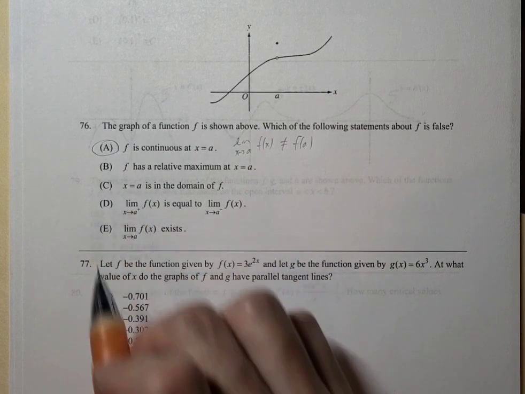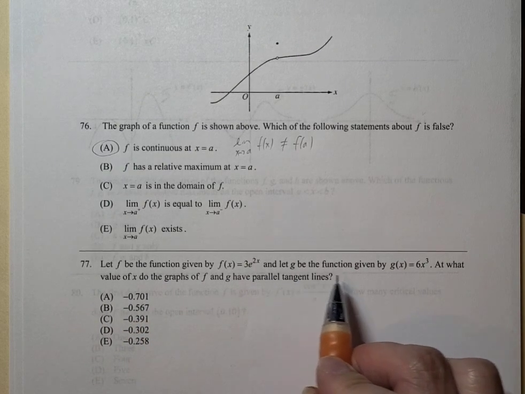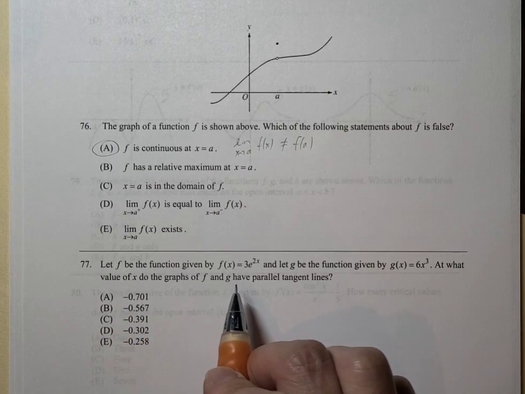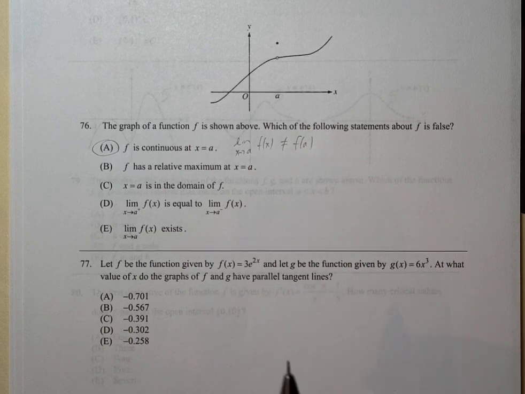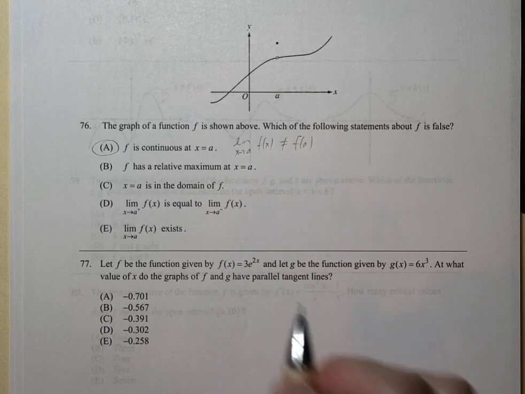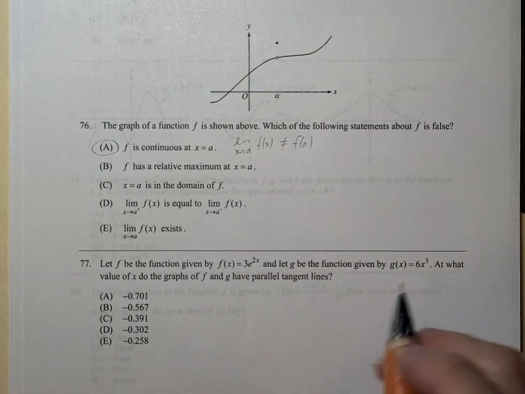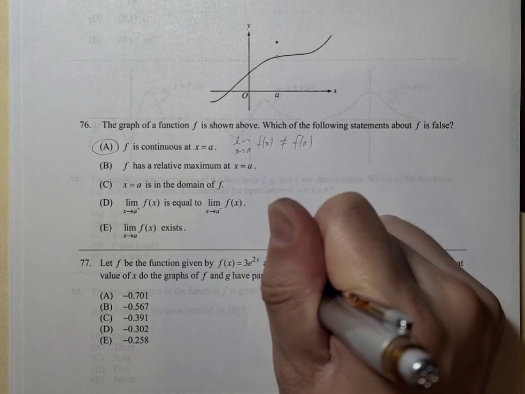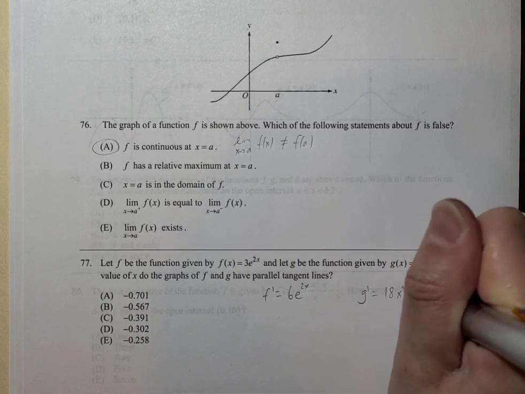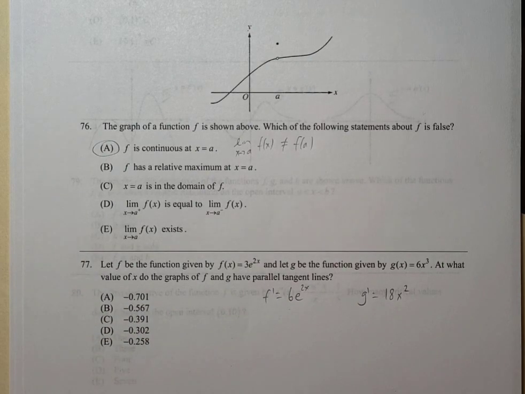Let f be the function given by f of x equals 3e to the 2x, and let g be the function given by 6x cubed. At what values of x do the graphs of f and g have parallel tangent lines? Tangent line and parallel should signal the slope of the tangent line. And what is that? That's the derivative. These are easy to find the derivatives of, so let's just find them. F prime would be 6e to the 2x, and g prime would be 18x squared. We just set them equal to each other on the calculator and find the point of intersection. So let me do that.